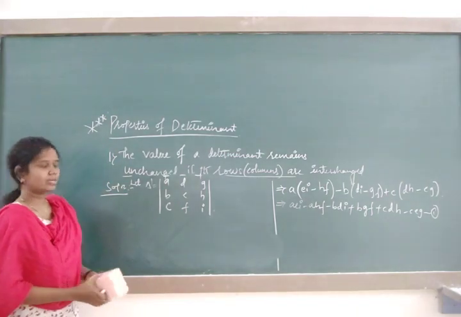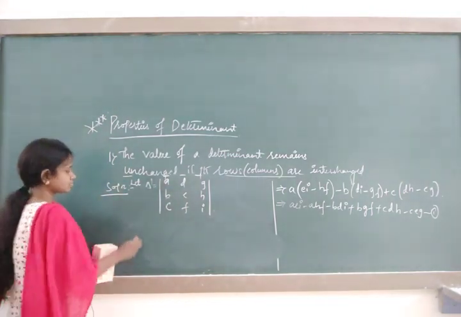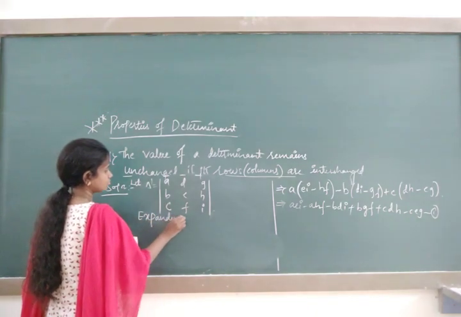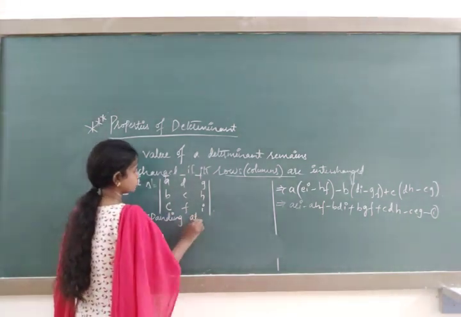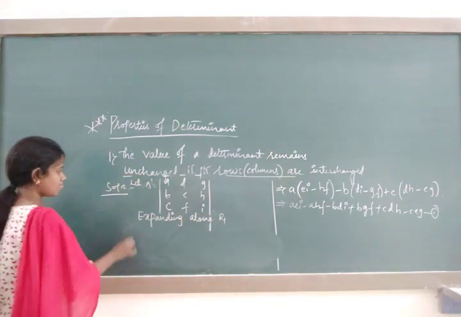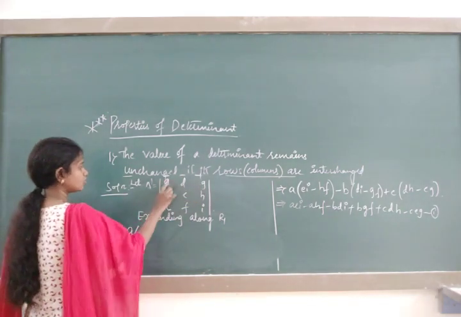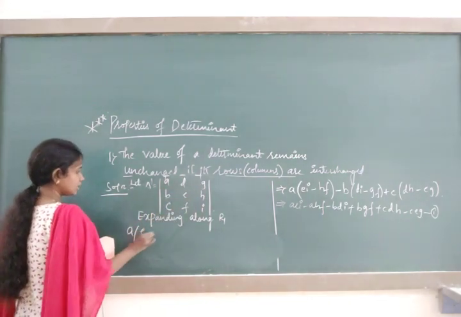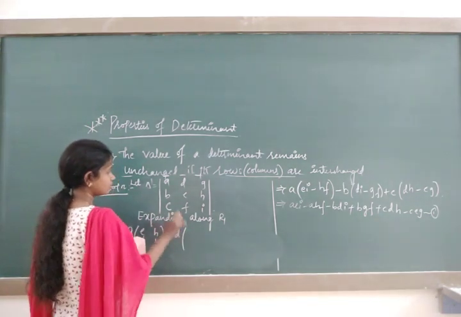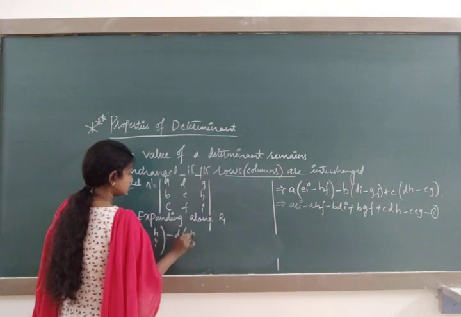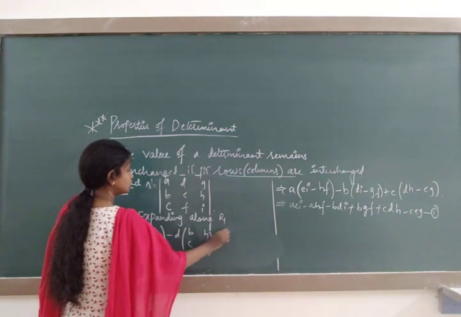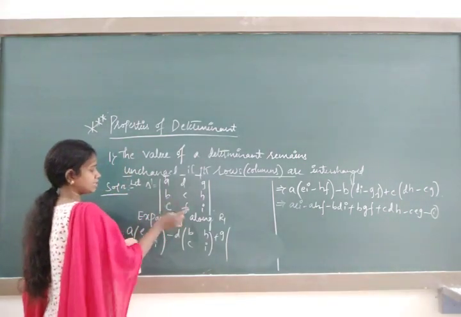Now expand along R1 and change the sign. Expanding along R1, A of, delete the first row and first column, it will remain as EHFI, minus D of BHCI, plus G of BECF.